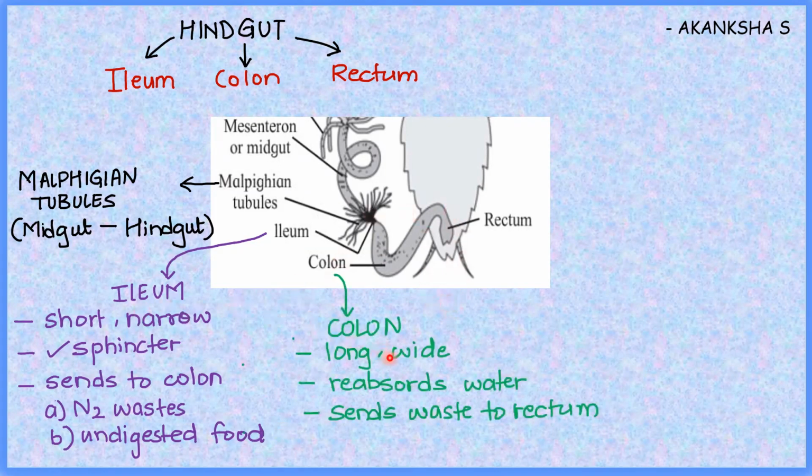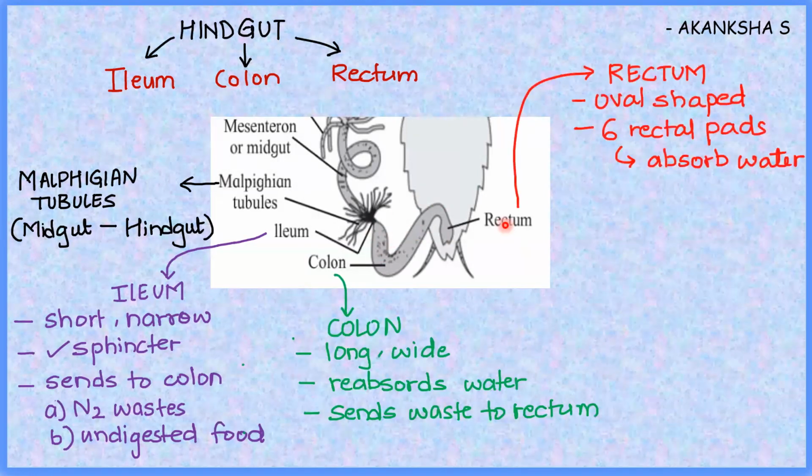After ileum, we have got the colon. Colon is rather long. In humans also, the colon is a long chamber, which reabsorbs water. Whatever water was taken inside the body of the cockroach, the reabsorption takes place in the colon. It's the main function. And it just passes out the rest of the undigested materials to the rectum. Finally, we have the rectum, which has rectal pads which again absorb water.